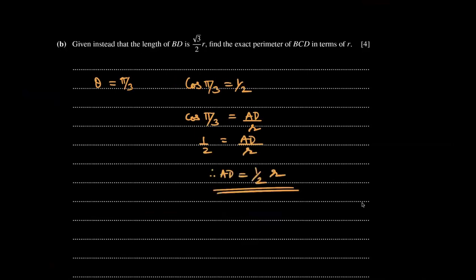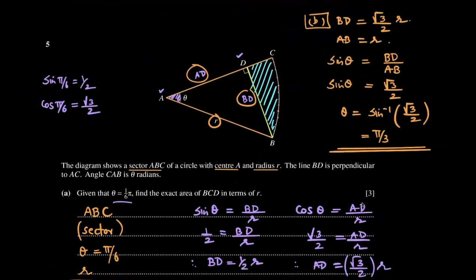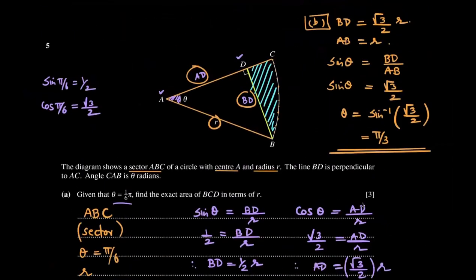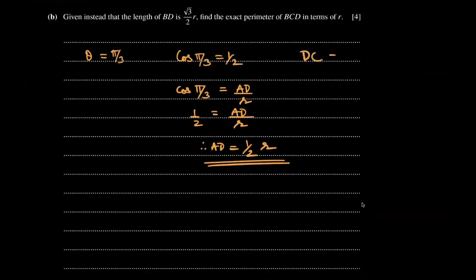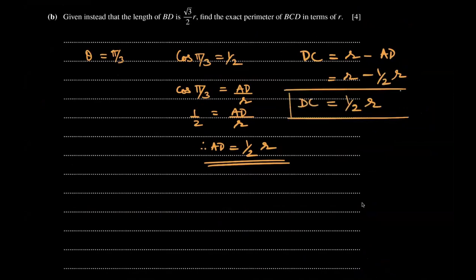Now, since AD is half R, and that is one thing that you have to do, flip back and forth. So if AD is half R, and this whole thing is R, how much is DC? So DC is basically R minus AD, which is R minus half R, which comes out to be half R. This is DC. That's the first thing that's needed.